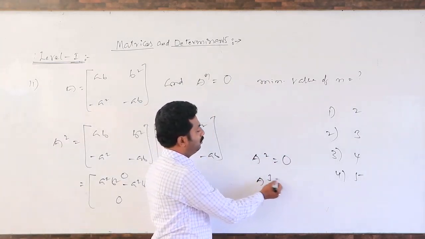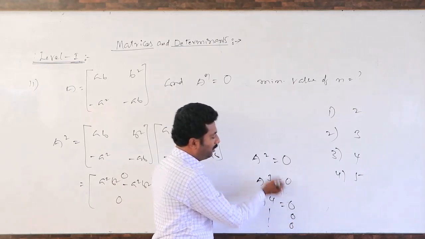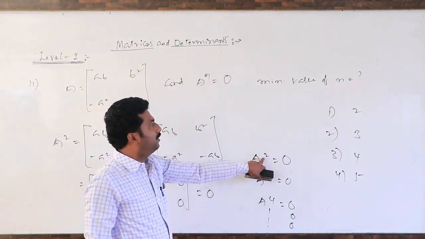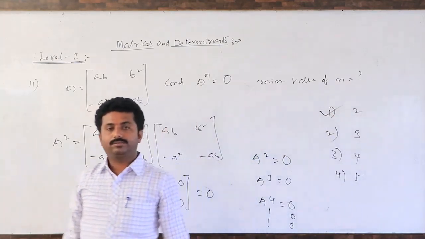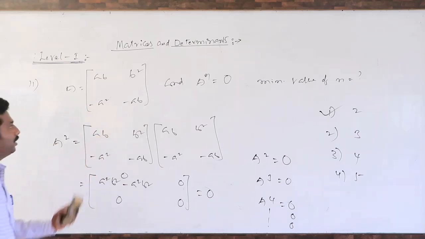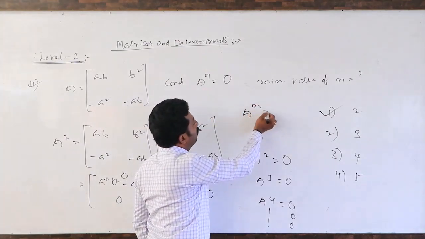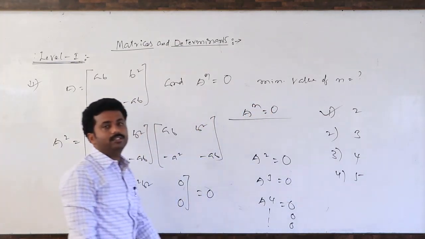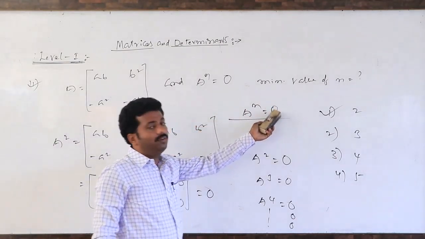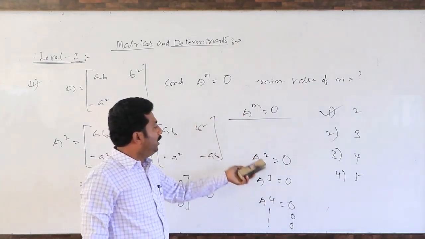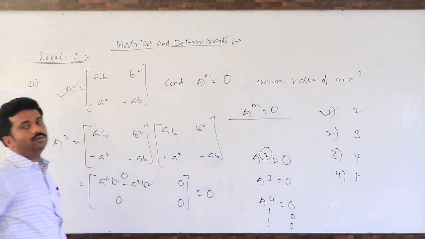Clearly A square is null matrix. Then A cube also null matrix, A power 4 also null matrix, and so on. All are these null matrices. So among them what is the least power means? That is 2. So we have to give second option as the answer. For this type of question, what is A power n equal to null matrix means? Which type of matrix is it? It is nilpotent matrix. A power n equal to null matrix means that is nilpotent matrix. So the least power is called index. So index of the matrix nothing but 2 we have to write.